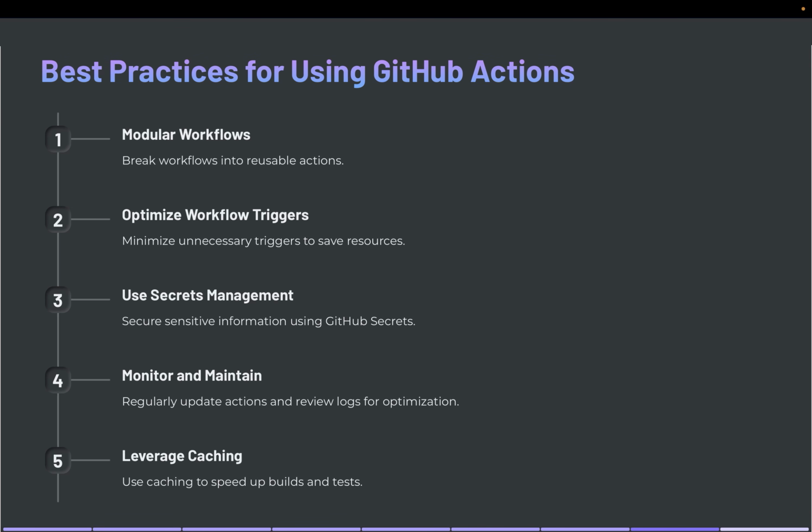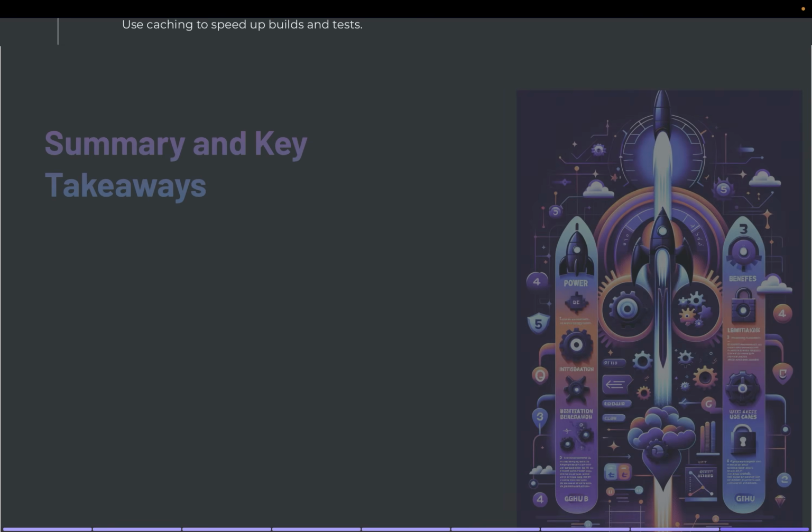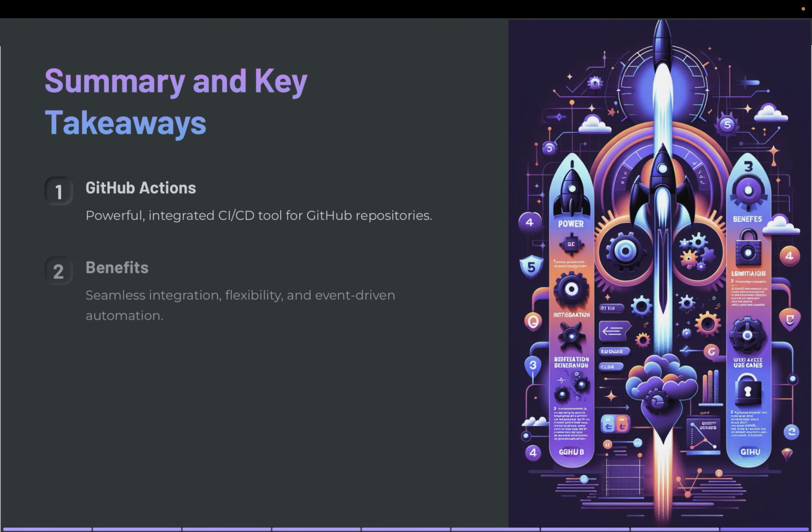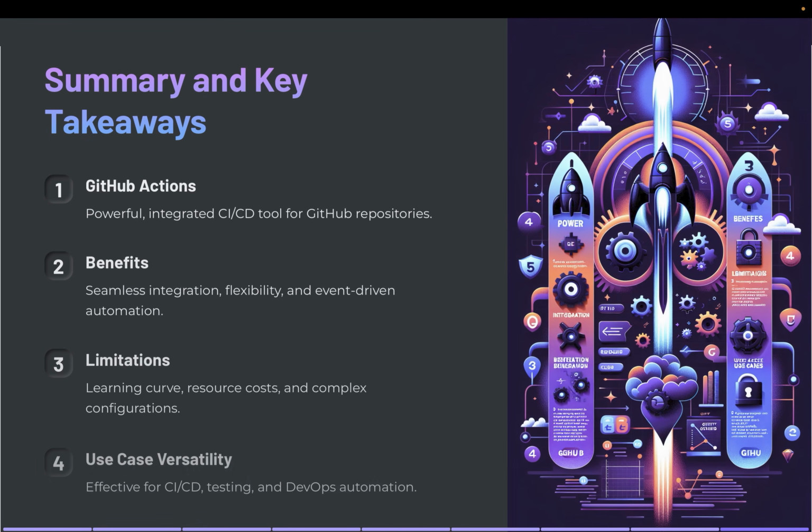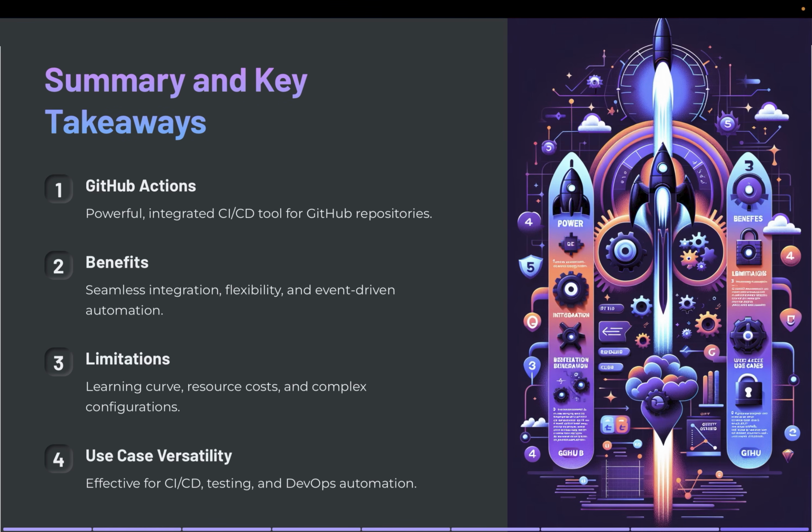What are the key takeaways about GitHub Actions? To sum it up, GitHub Actions is a powerful, integrated CI/CD tool tailored for GitHub repositories, offering deep integration and convenience. The benefits include seamless integration, flexibility, and event-driven automation, making it a highly effective tool for managing workflows. Of course, there are some limitations, such as a learning curve, potential resource costs, and complex configurations for larger projects, but these are usually overcome with experience.